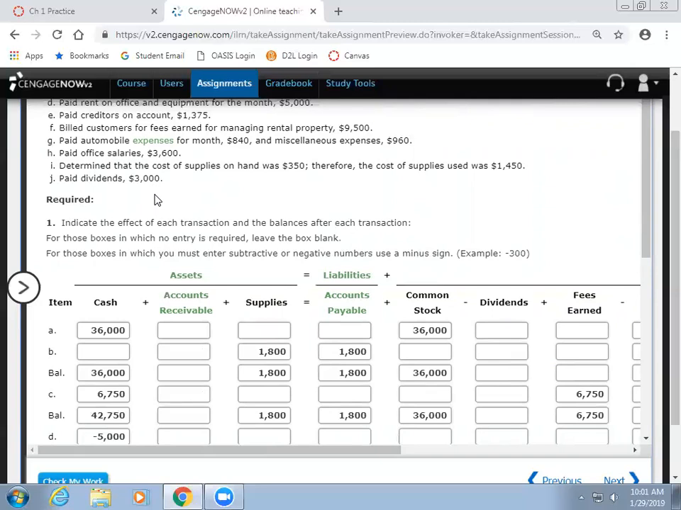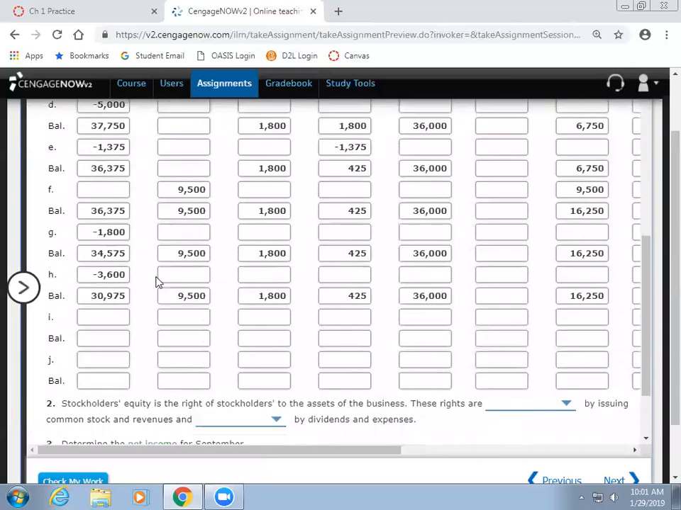As we use up supplies, we need to expense them off. Because now we're showing we really only have $350 worth of supplies at the end of the month. So our asset account supplies at the end of the month should actually just be $350. So we're going to take that $1,450 and expense it out. All we're doing here is showing that we used up $1,450 worth of supplies. So to do that, I'm going to take that negative $1,450 right out of supplies.